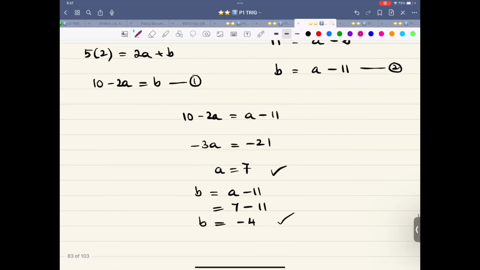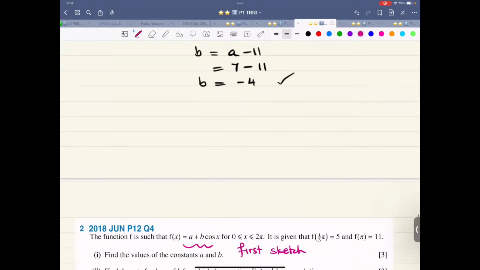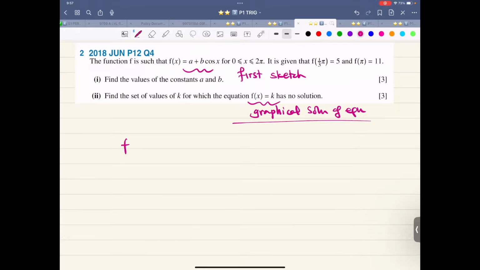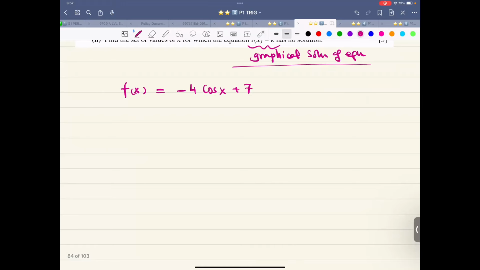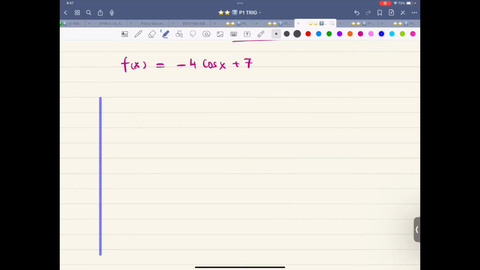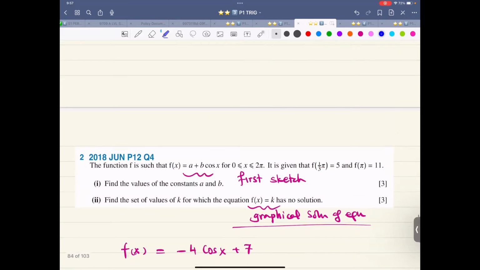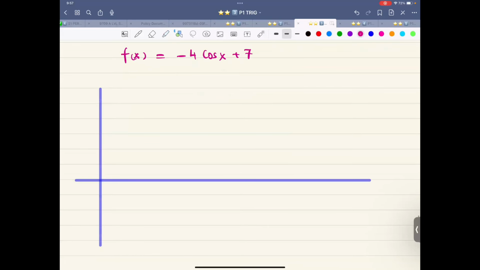Now b is negative 4, a is 7. So 7 minus 4 cosine x. f of x is 7 minus 4 cosine x or minus 4 cosine x plus 7. Now if I draw this graph, let me just draw the x-axis, y-axis, and a rough sketch on it. And this is from 0 till 2 pi. Okay, so let me draw this thing like this.